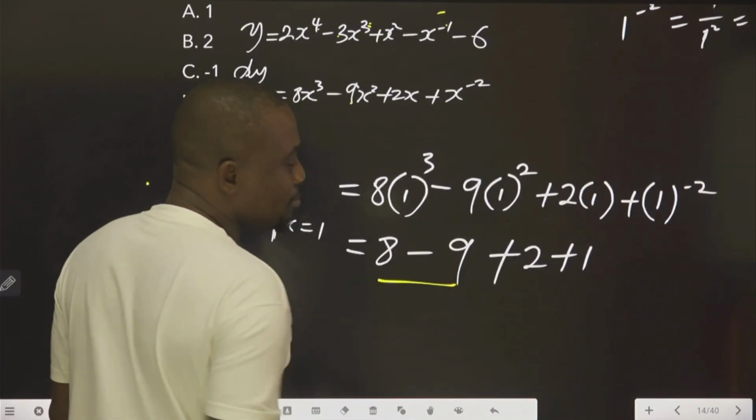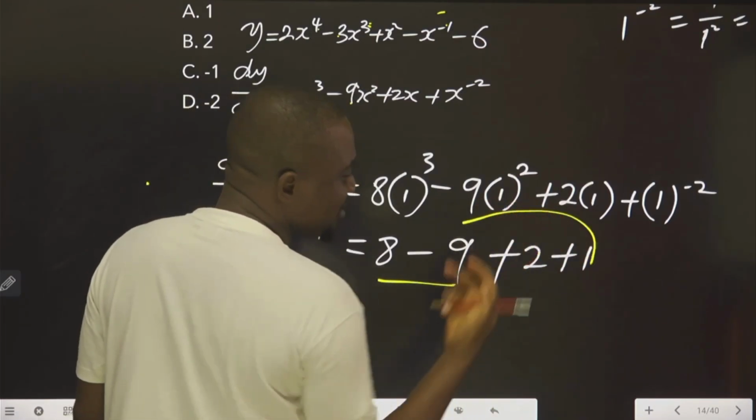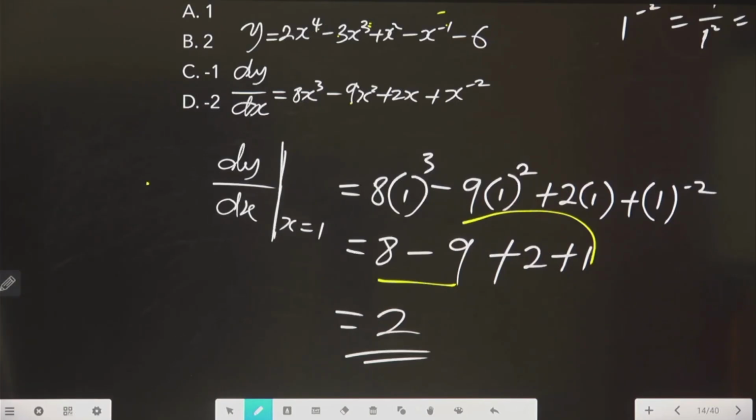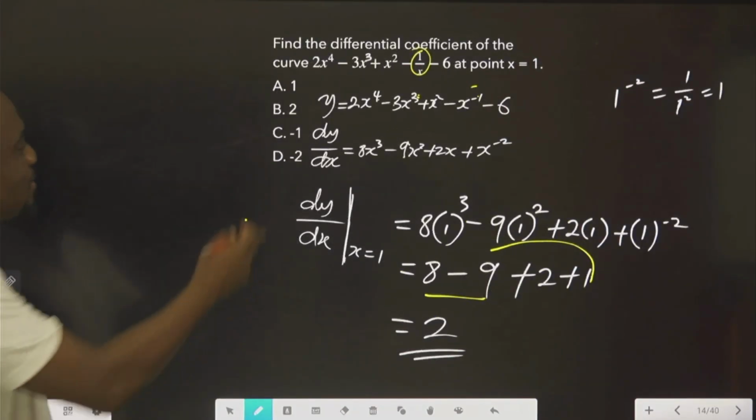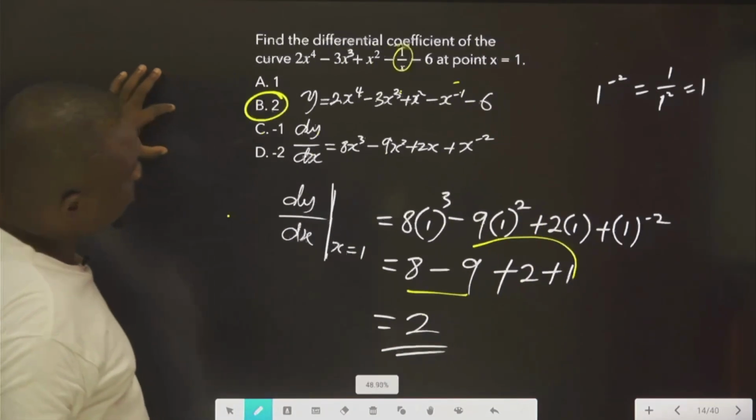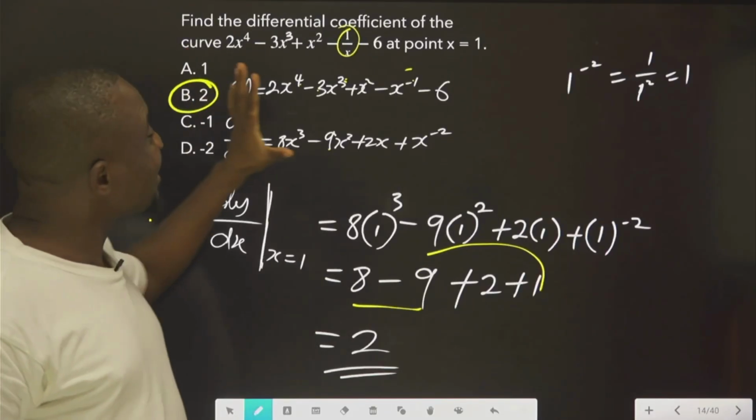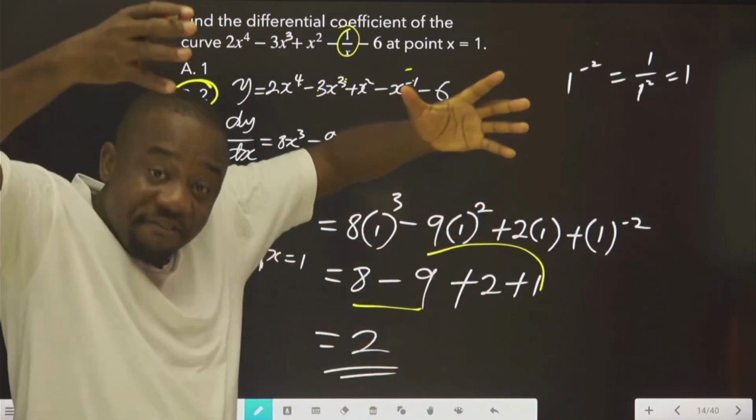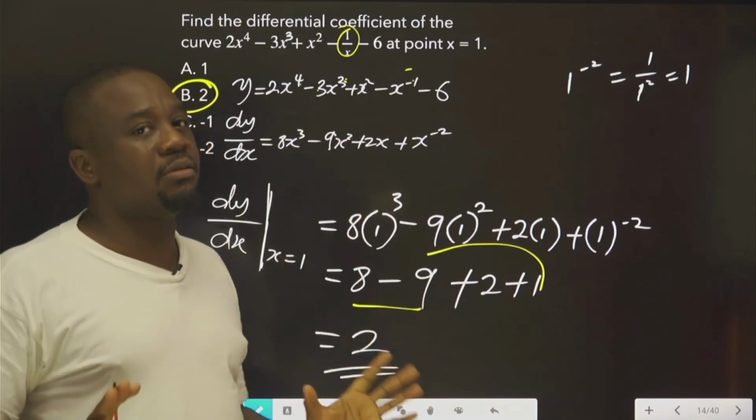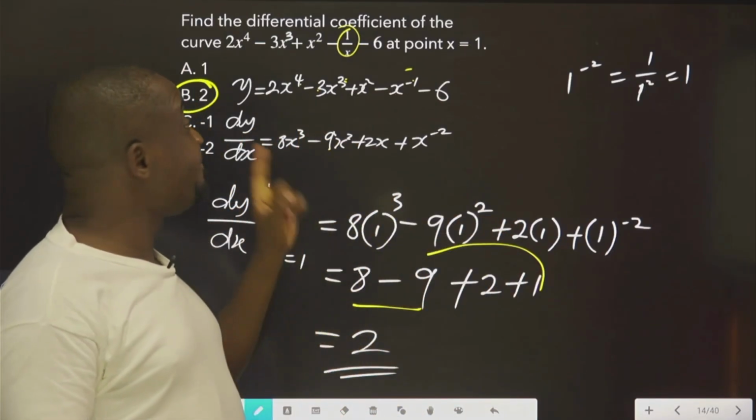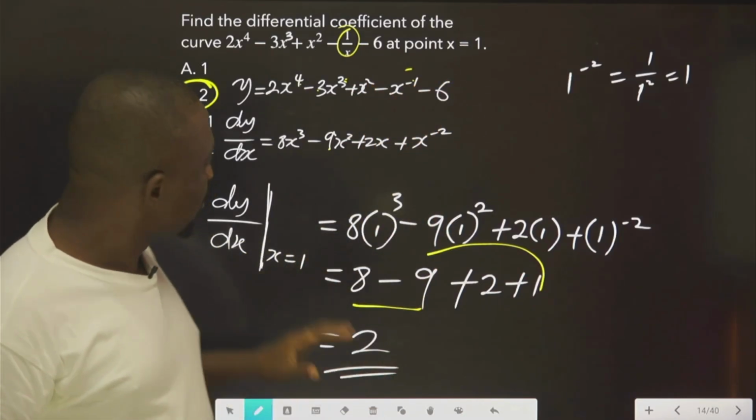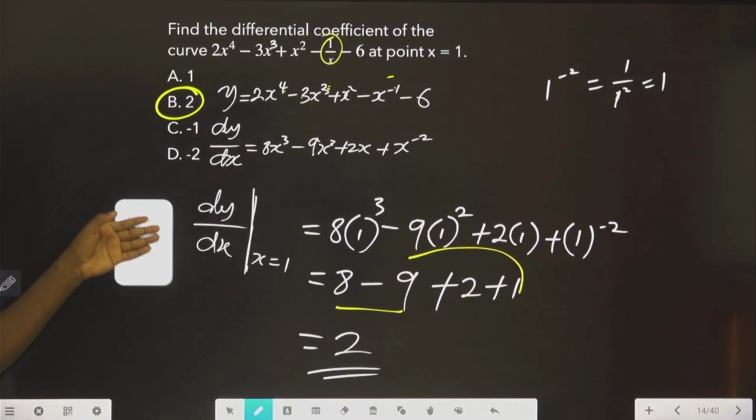This will give us what? Minus 1. Minus 1 will strike out this plus 1. What is remaining now will be 2. It means our answer here is B. Okay? Just to understand that when you are looking for the differential coefficient, you need to differentiate first. After differentiating, you substitute the value of x. Thank God we are given the value of x. Hope you understand this. Thank you.